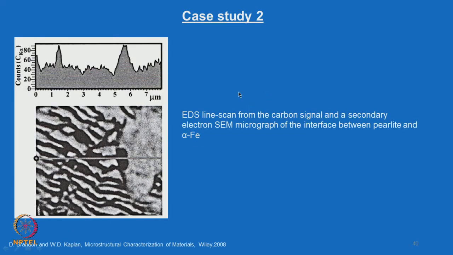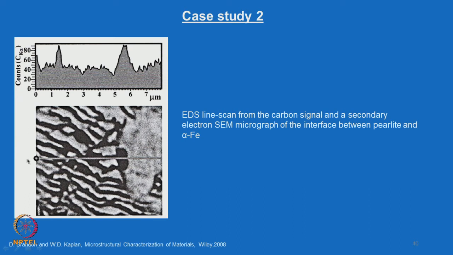See, the other example of this EDS analysis is shown here. This is an EDS line scan of a carbon signal and a secondary electron SEM micrograph of the interface between perlite and alpha iron. So, you see that this is a scanned image, this is the perlite colony that you are seeing here, and this is the ferrite grain, and you see that a clear interface is shown here, and the analysis is done across this section, the so-called line scan. The corresponding count is shown here.